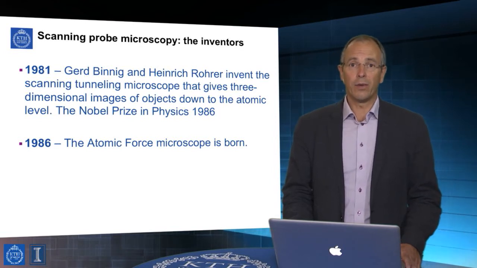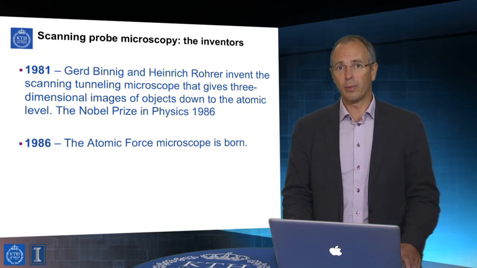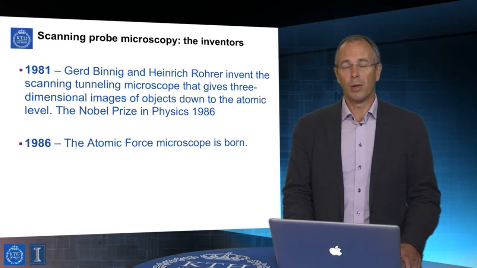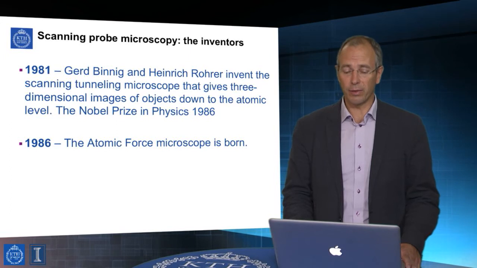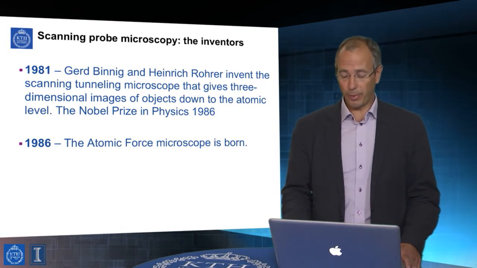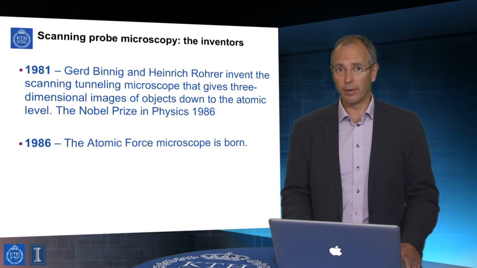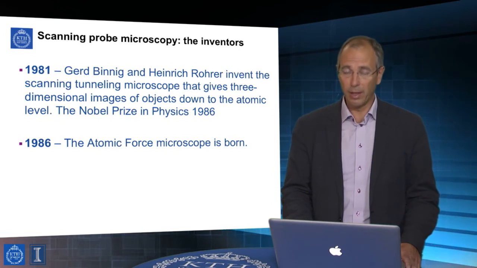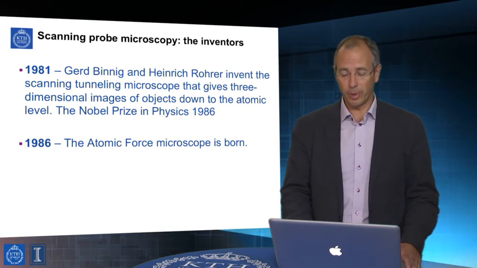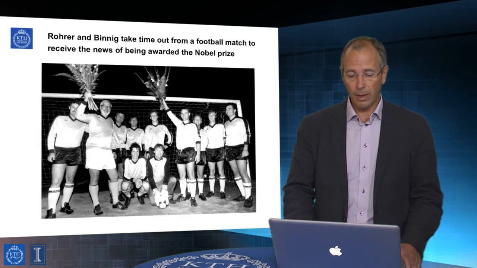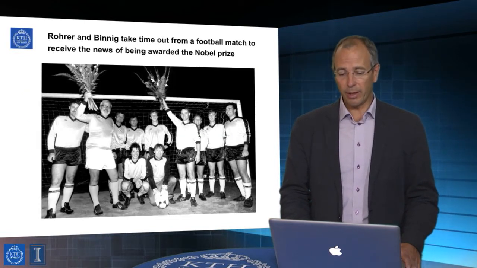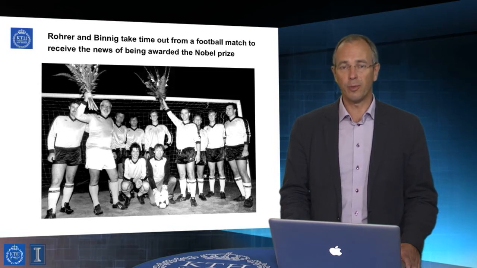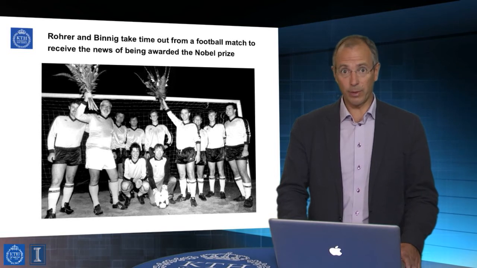Coincidentally, in 1986, they invented the atomic force microscope, which is a slightly different type of probe, which is applicable to more types of surfaces than just conducting surfaces. And perhaps, if it had been possible to get the Nobel Prize twice for essentially the same thing, Binnig might have been worth a second Nobel Prize for that. So when they got the news, they were celebrating at an ETH football match. I don't know if they won or lost, but they certainly felt like winners at the end of it.